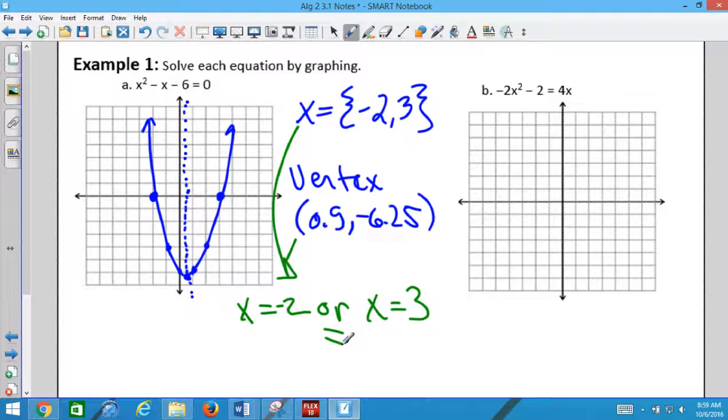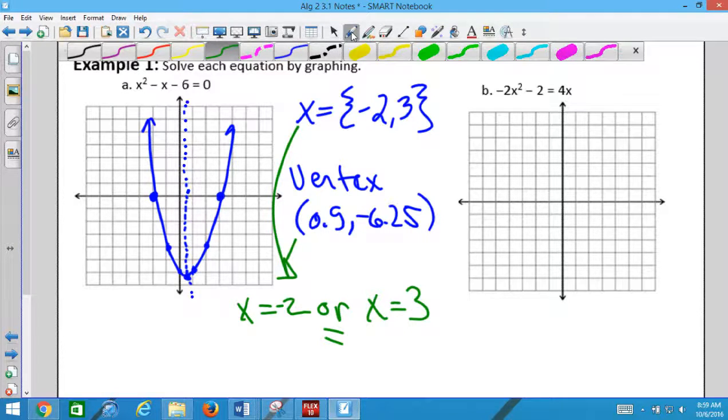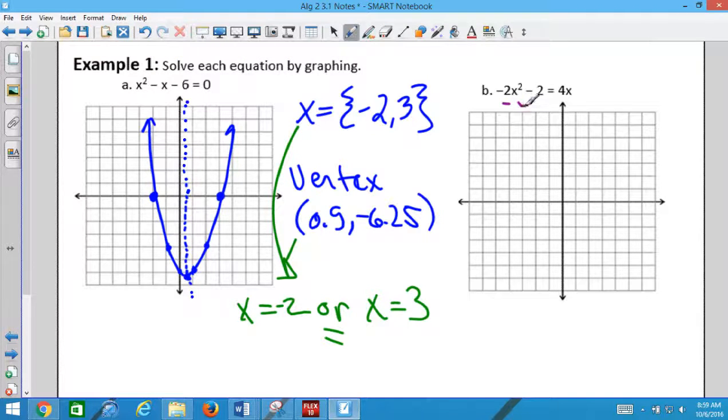All right. So I'm going to pause this, and before I pause it, we're going to work through B. We're going to do it on the calculators, but before we do that, how is equation B different than equation A? Yeah, you have to have all the stuff on one side to be able to type it in your calculator. So how are we going to move 4x over? Okay, we're going to subtract 4x.